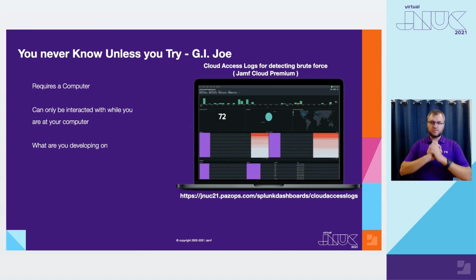As I was talking earlier, about why we don't tend to like to use our macOS devices, consider a scenario like this.